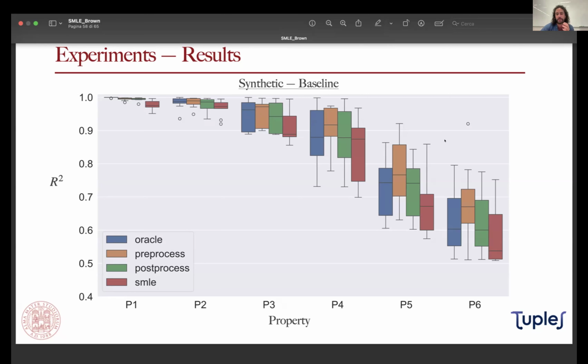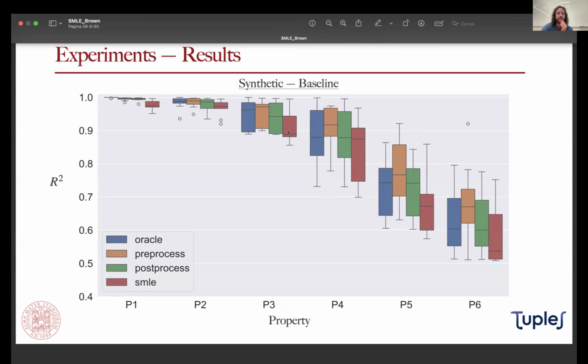This is, however, explainable by the fact that, as I remarked before, pre-process is not directly aware of the property to satisfy. So pre-process can violate the property. And this is exactly what's happening here. So Oracle, again, is the best that we can do in terms of accuracy if we want to satisfy our property. So the only way that we have to be above Oracle is by violating. There is no other way. And this is exactly what pre-process is doing here, okay? And we are going to analyze in more detail the violation of this model.